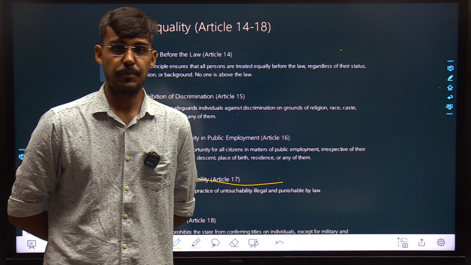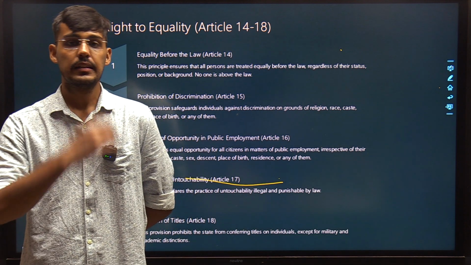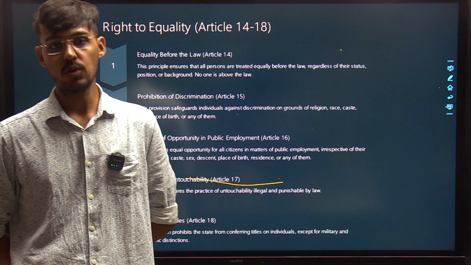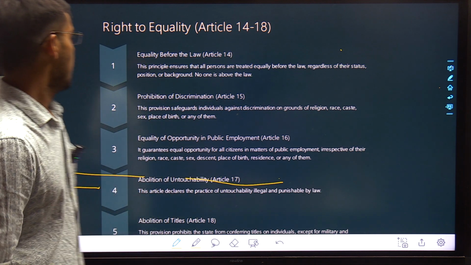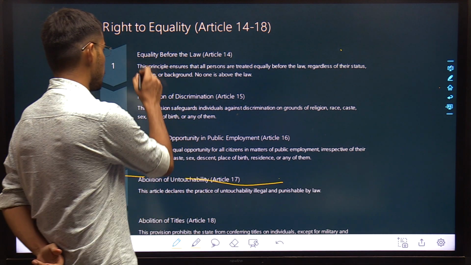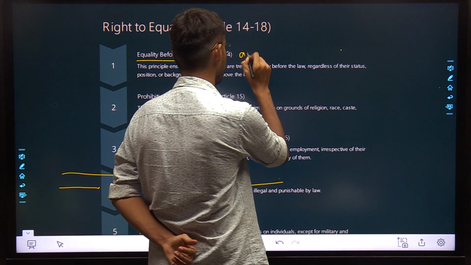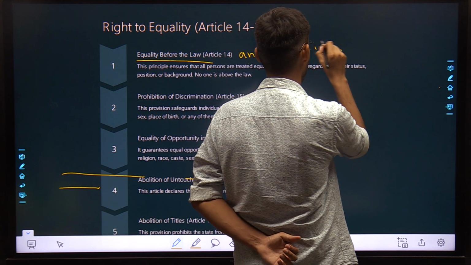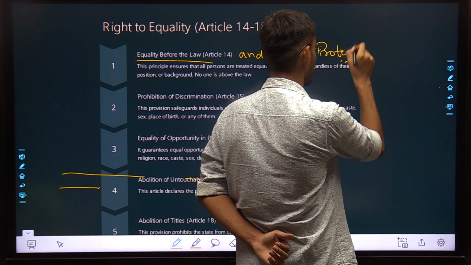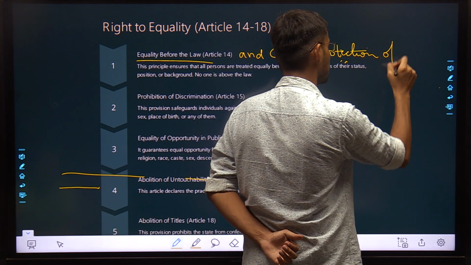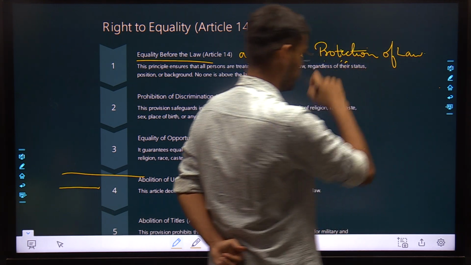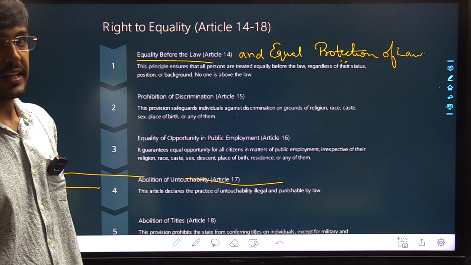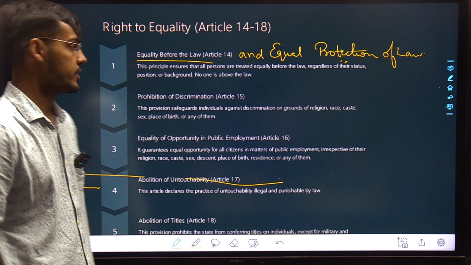So there are various types of fundamental rights which are grouped. First, we will be discussing the right to equality, which is mentioned from Article 14 to 18. Article 14 talks about equality before law and equal protection of law. We will be discussing Article 14 in detail, but let me summarize these articles for you.